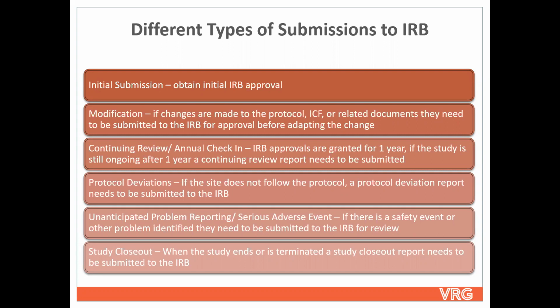During the course of the study, if something does not happen according to the protocol, so you miss collecting a data point or you miss a whole entire visit, that would be what we call a protocol deviation. And protocol deviations need to be collected and submitted to the IRB per their instructions. And then later I will talk to you about unanticipated problems and serious adverse events. But this is a safety event that may happen during the study, and if it does need to be submitted to the IRB. And then finally, once the study ends or is terminated, a study closeout report needs to be submitted to the IRB. And this will occur after all the participants have finished the study and all your data has been collected.